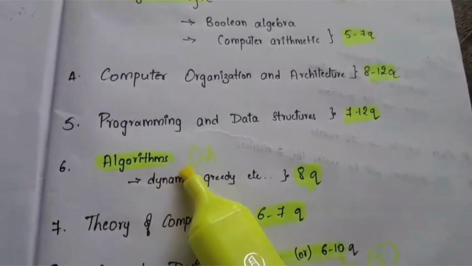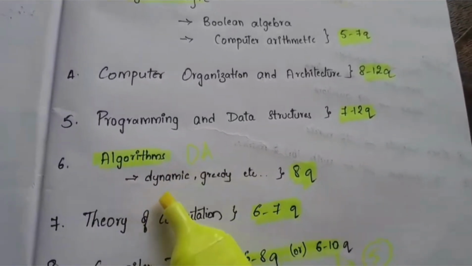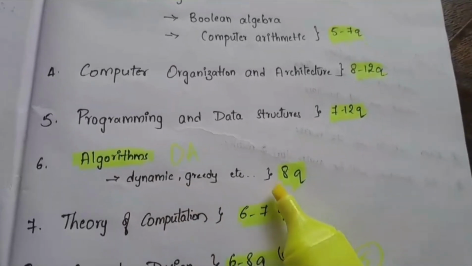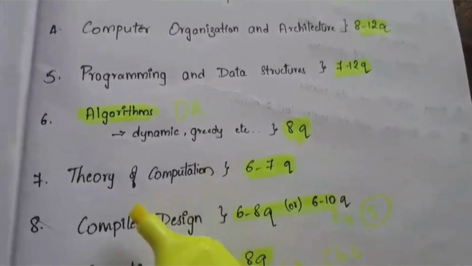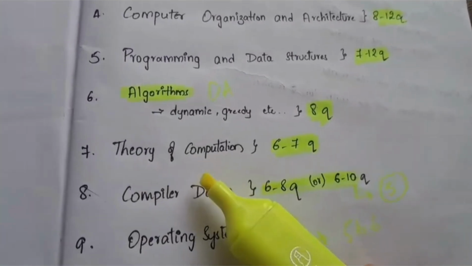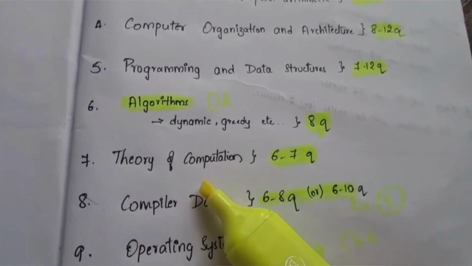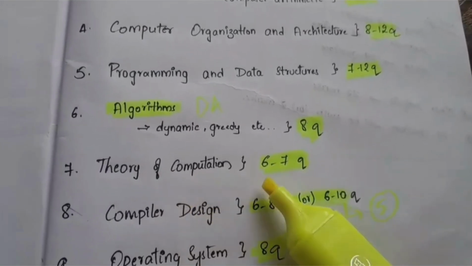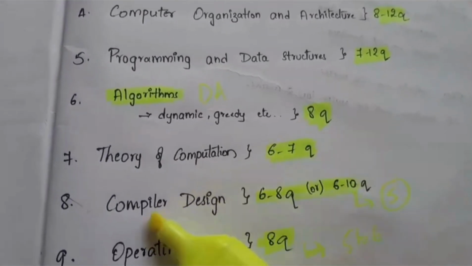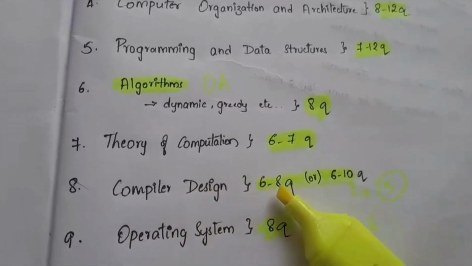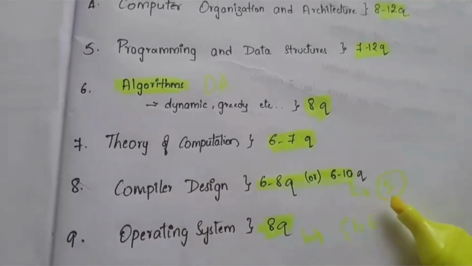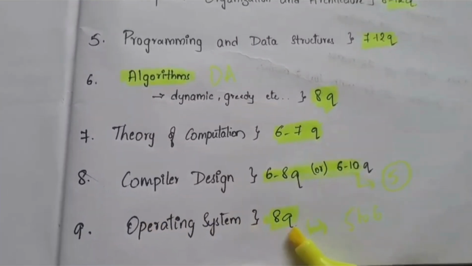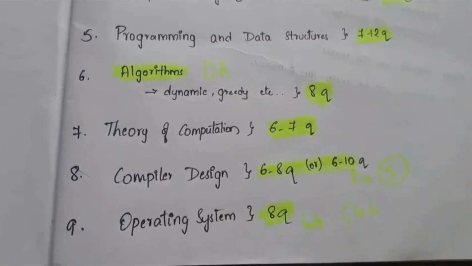Algorithms, which we also know as DAA, in which we have dynamic programming, greedy, and all such topics, we'll be having 8 questions from this. Then comes the theory of computation, in which we have finite automata, context-free languages, and Turing machines, which is for 6 to 7 questions. Then with compiler design, we have 6 to 8 or 6 to 10. So a maximum of 5 may come. Operating system is also the same, with 8 questions and 5 to 6 may appear.